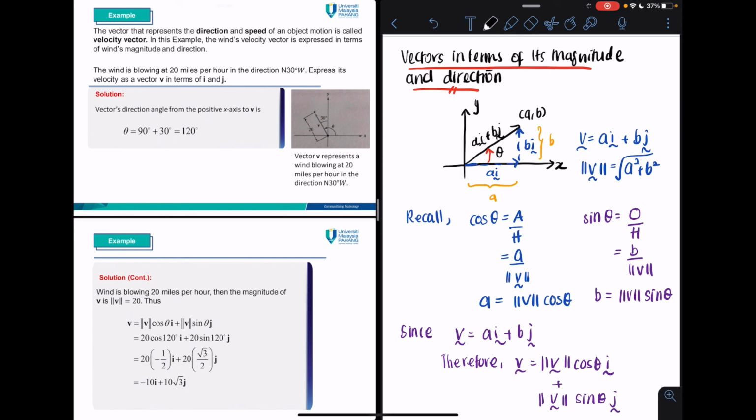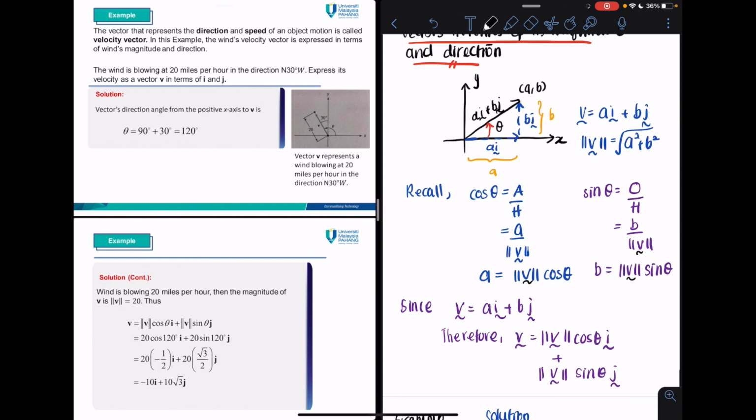Then by making a the subject of your equation, you will get a is equal to magnitude of vector v cosine theta. And then if you try to determine sine theta, you will end up having opposite over hypotenuse. Again, the length of the opposite is b, and the length of the line segment that connects the origin and point a, b is obviously the magnitude of the vector v. And then by letting b be the subject of your equation, you will end up having b is equal to magnitude of vector v sine theta.